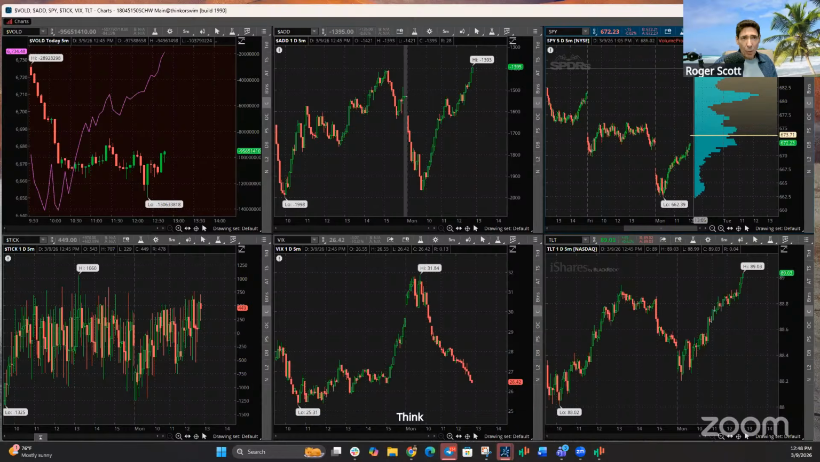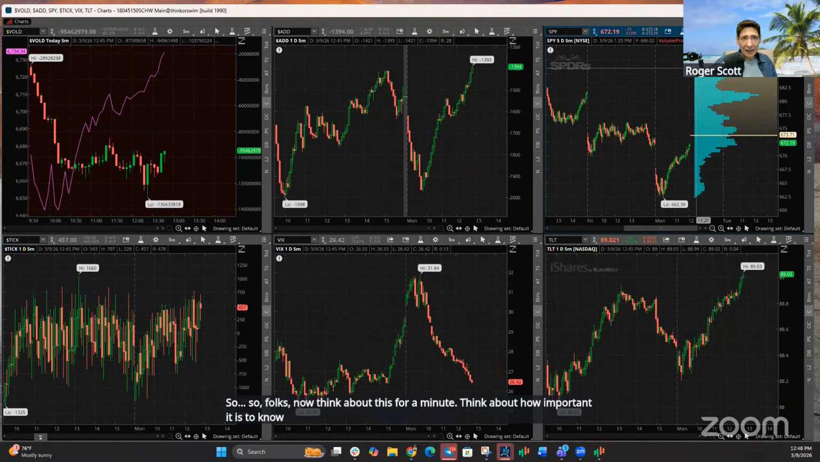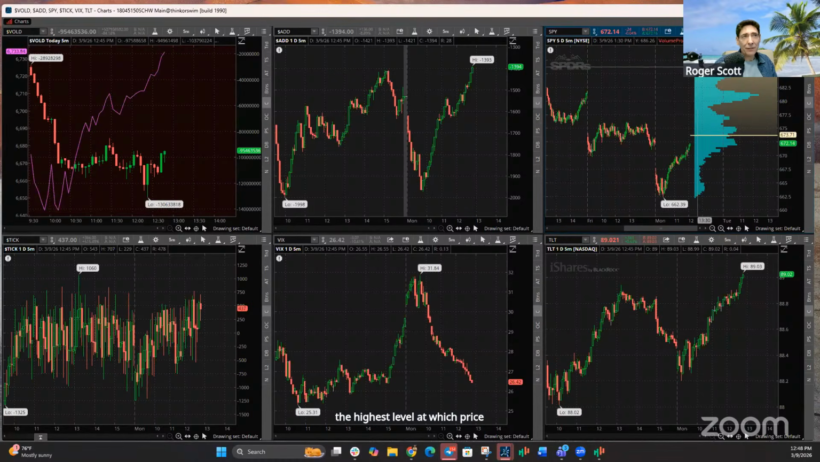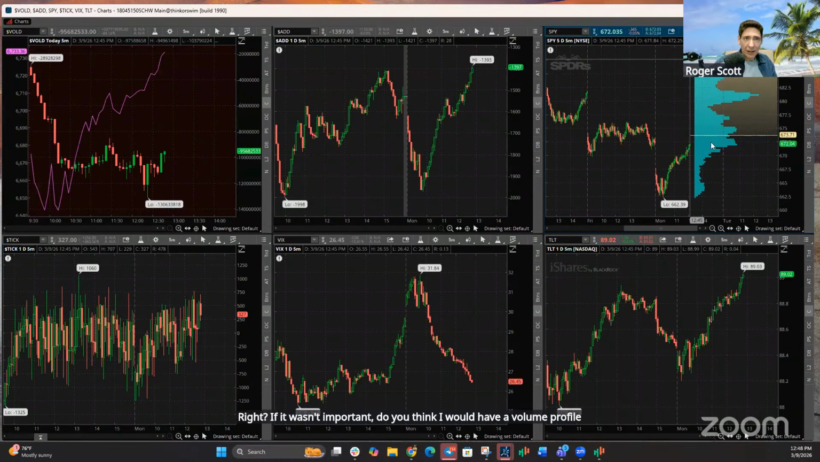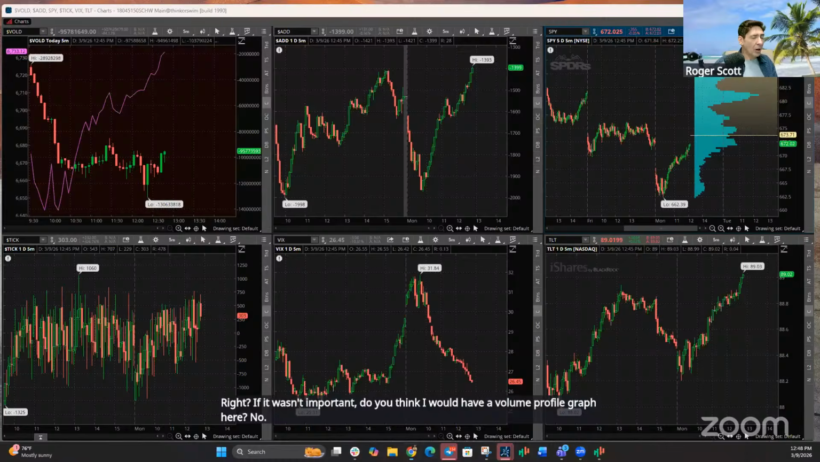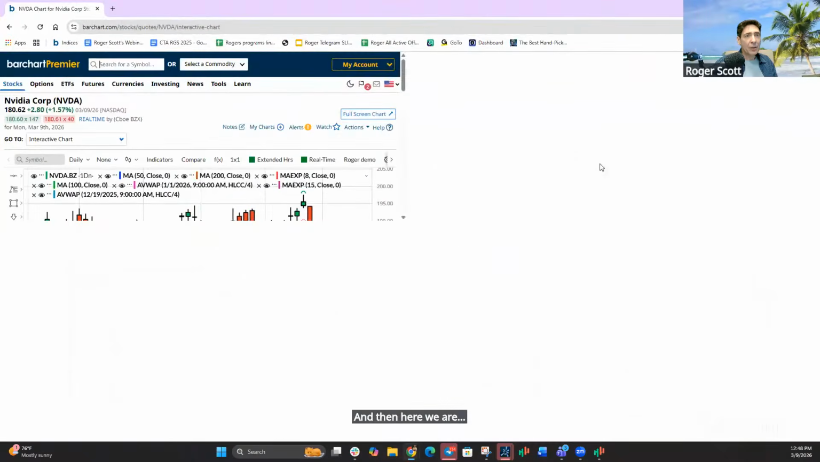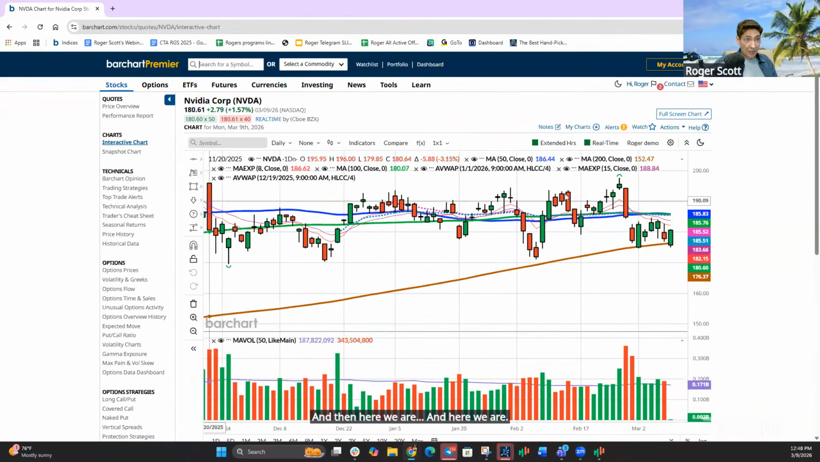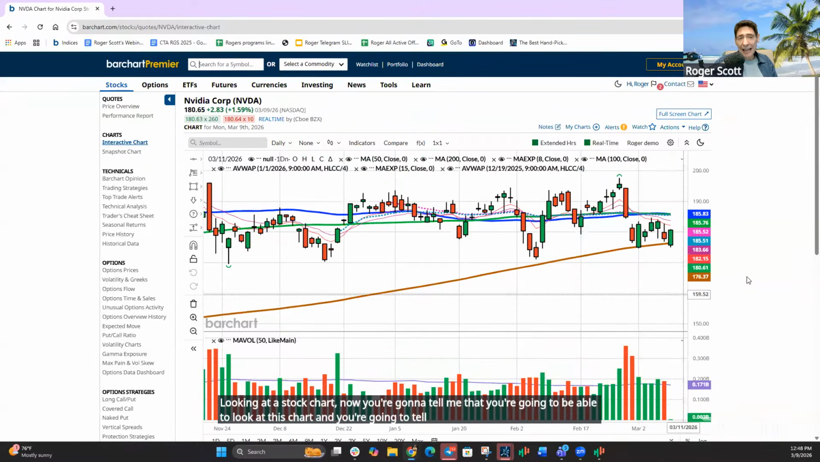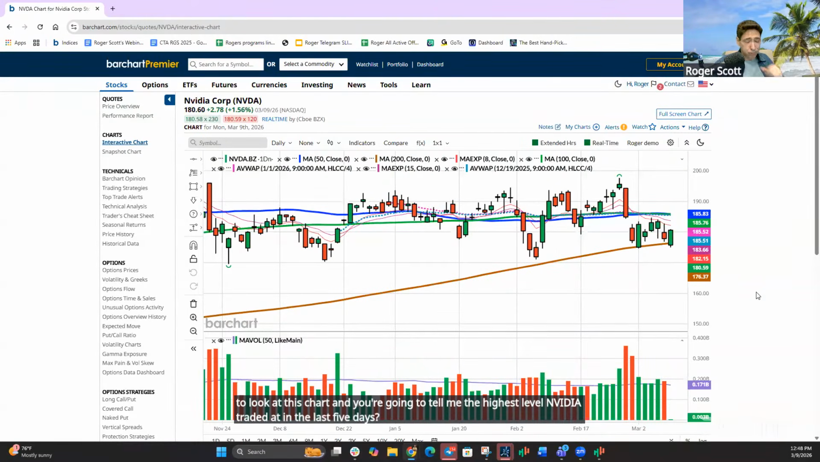So folks, now think about this for a minute. Think about how important it is to know the highest level at which price traded for every asset you look at. If it wasn't important, do you think I would have a volume profile graph here? No. And here we are, looking at a stock chart. Now you're going to tell me that you're able to look at this chart and tell me the highest level Nvidia traded at in the last 5 days? Bullshit.